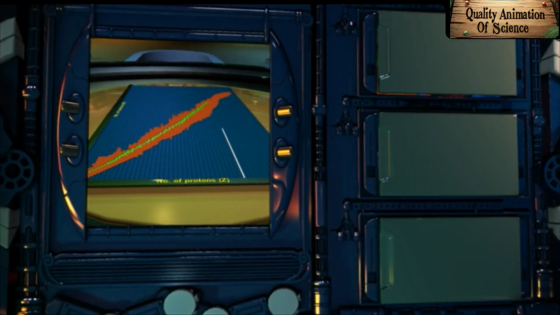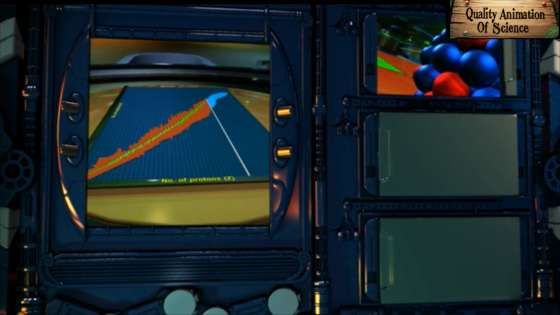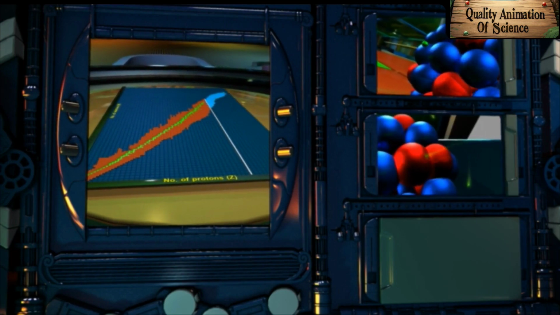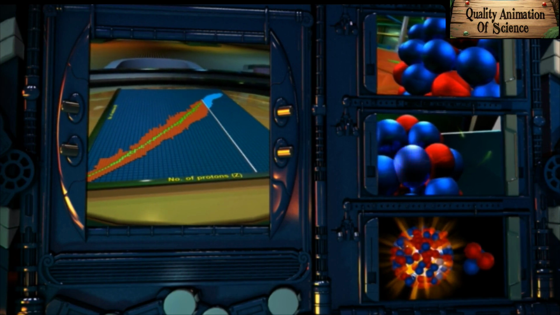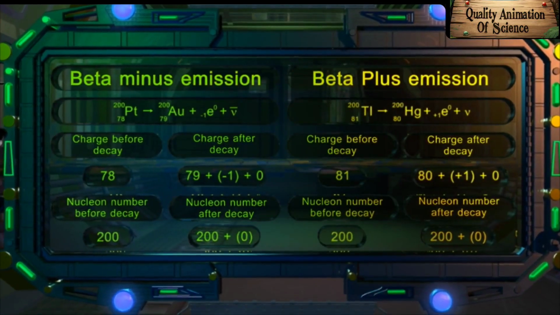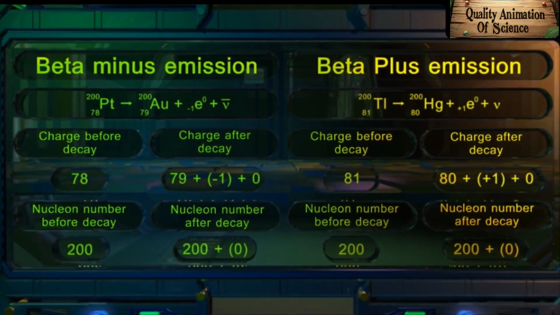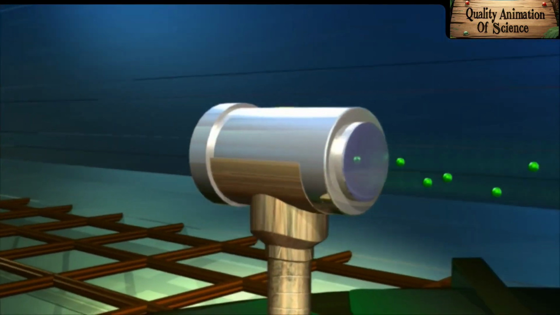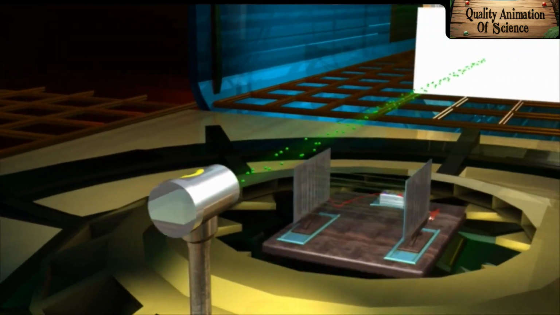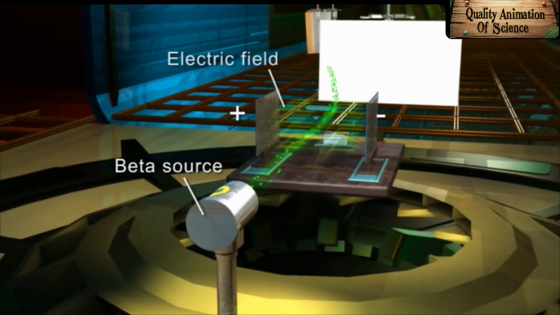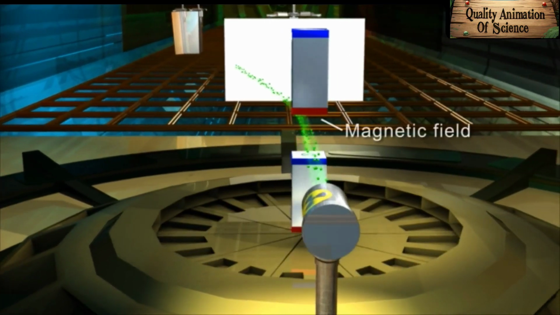Heavy elements with Z greater than 83 disintegrate by positron emission or orbital electron capture or alpha emission. In the beta decay process, both charge and nucleon number are conserved. Beta particles in the above processes are ejected with high speed from the nucleus. Beta particles are deflected in electric and magnetic fields.